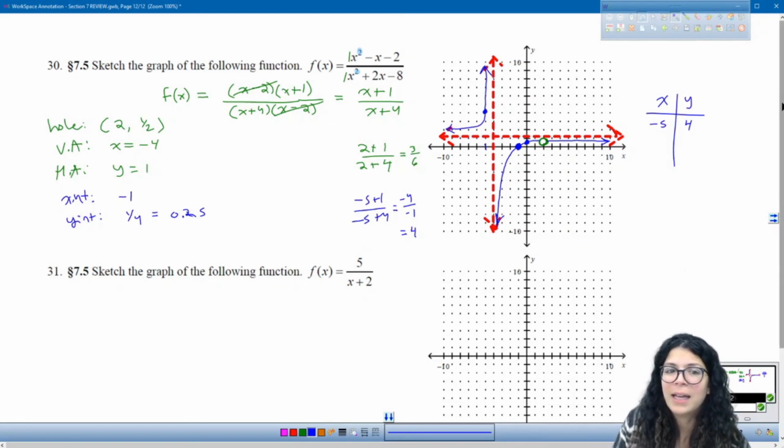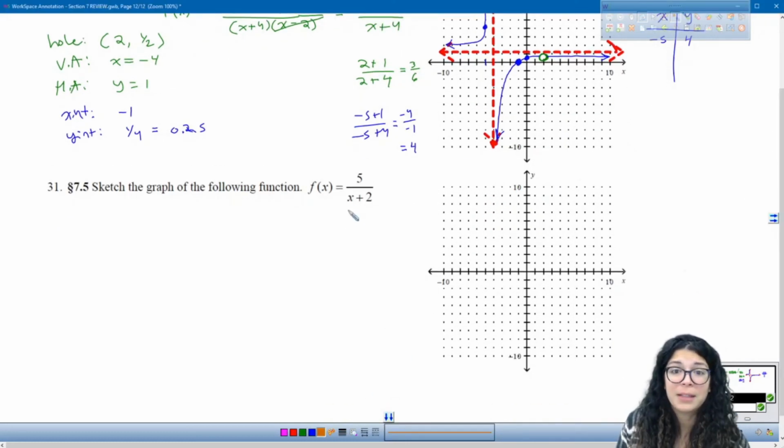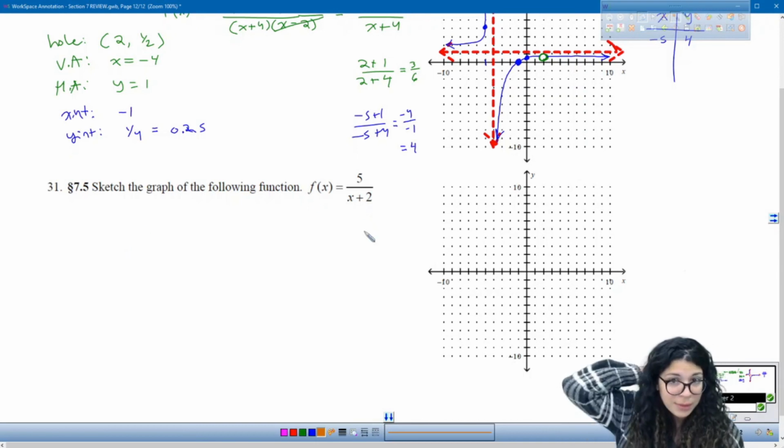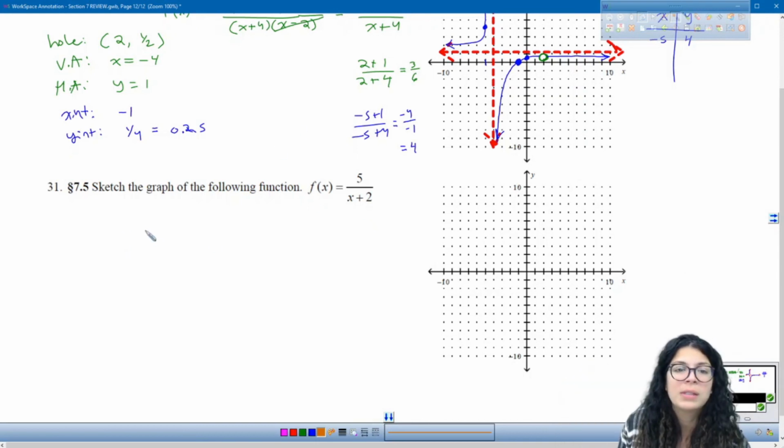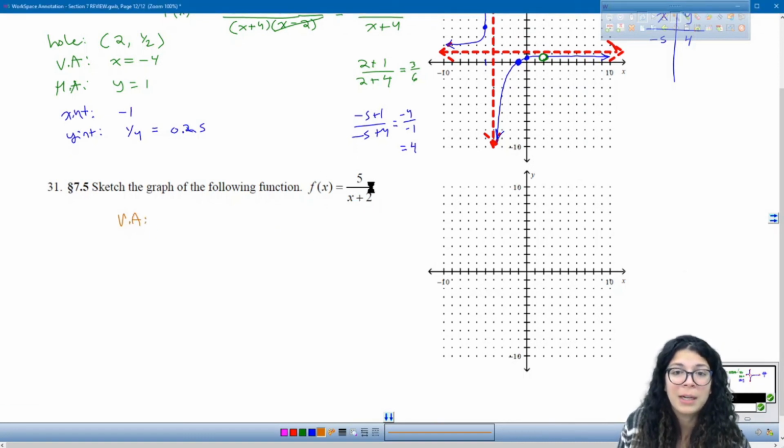All right, last question, number 31. Okay, nothing to simplify on this one, so that's great. There are no removable points of discontinuity, so no holes. And the vertical asymptote is the value that makes the denominator 0 that is not removed. So that will be -2. So the vertical asymptote will be at the line x equals -2.